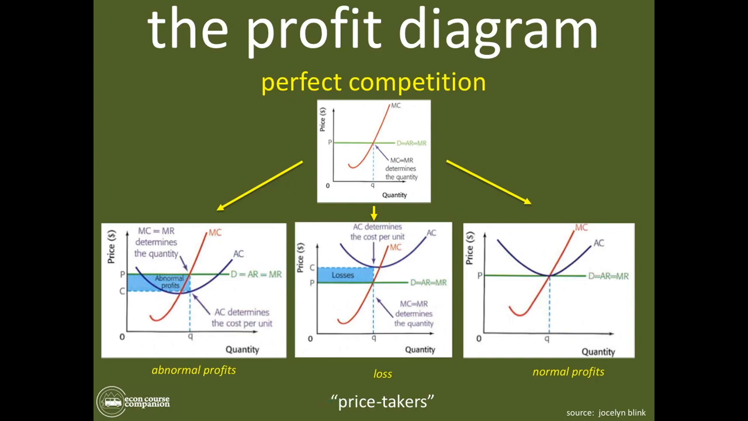All right? You just draw the AC curve where you need to in order to show the difference between abnormal loss and abnormal profit. Okay? Or normal profit, sorry. Okay? So, wow, that was pretty reasonable.